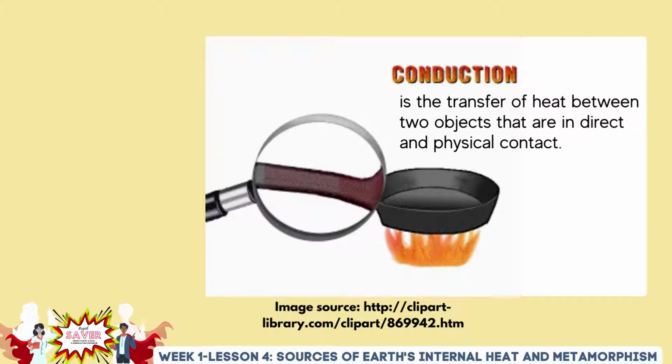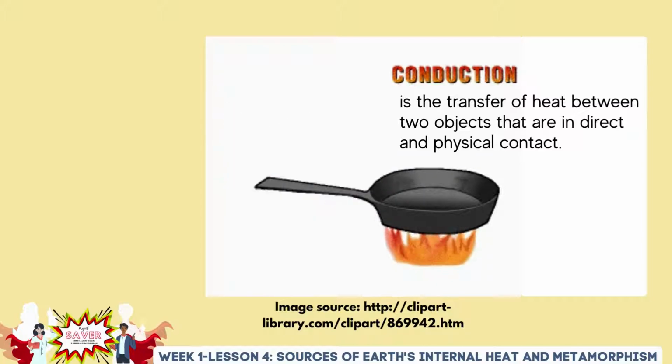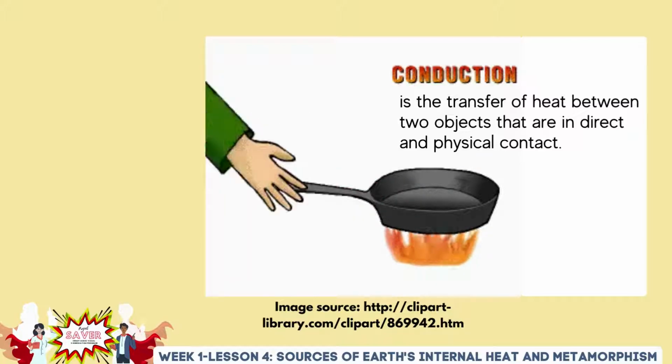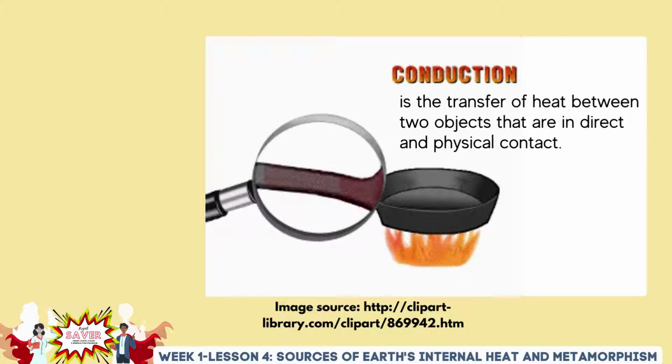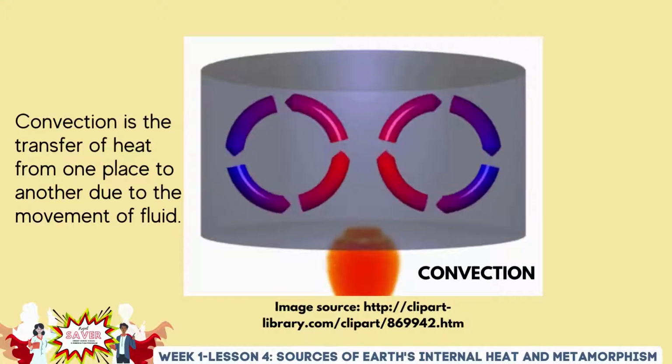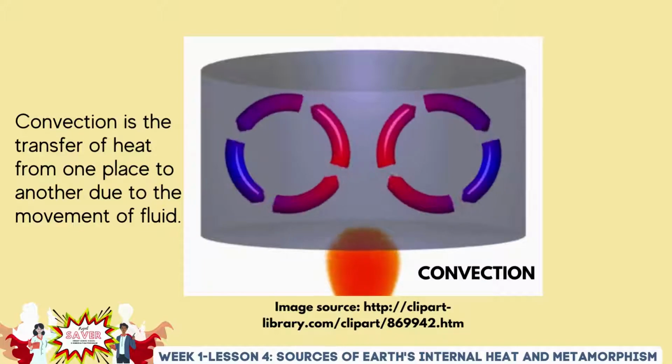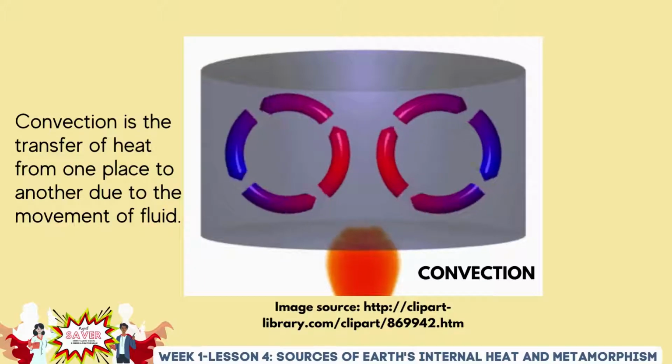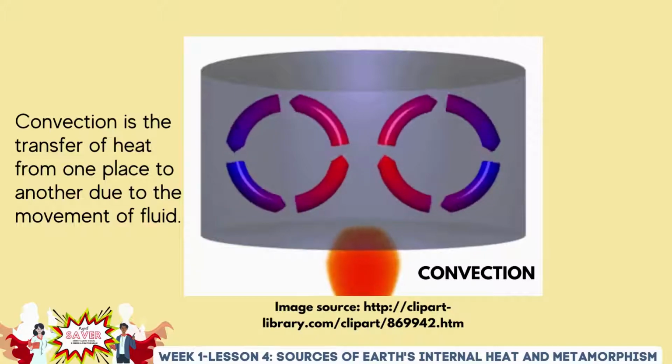Katulad ng nasa picture, lumipat ang heat galing sa hawakan ng pan papunta sa kamay. Nag-transfer ang heat dahil sa pagkakaroon ng contact o pagdidikit ng kamay at ng hawakan ng pan. Convection is the transfer of heat from one place to another due to the movement of fluid. A fluid can be liquid or gas.